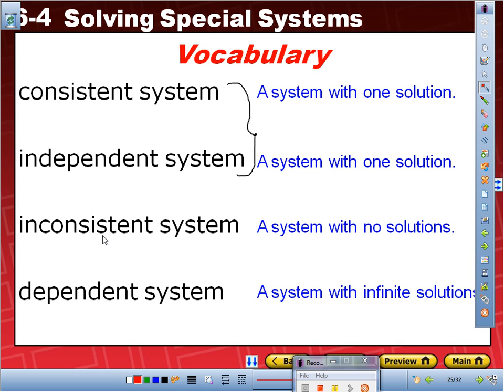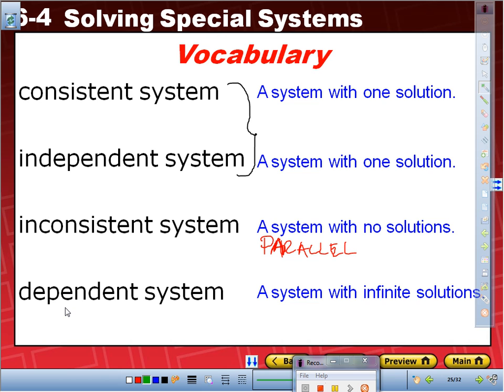Now with red, when you get to inconsistent systems, I want you to write the word parallel. Once you graph or solve for y in slope-intercept form, and you look at the slopes and they are parallel, that means that there are no solutions. What kind of system is that? Inconsistent system. I'll show you another way of telling that in a little bit.